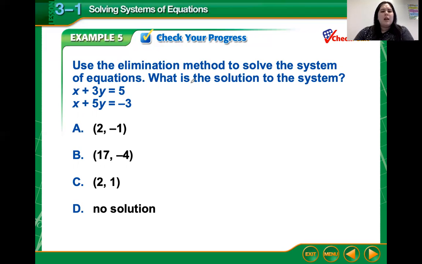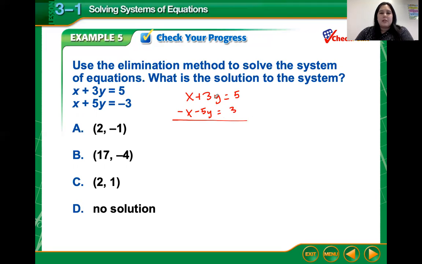All right, so let's go ahead and see here. We would eliminate x again. So I'm going to multiply the second one by a negative. So I'm going to do x plus 3y equals 5. And we're going to have minus x minus 5y equals 3. And we're going to go ahead and add.